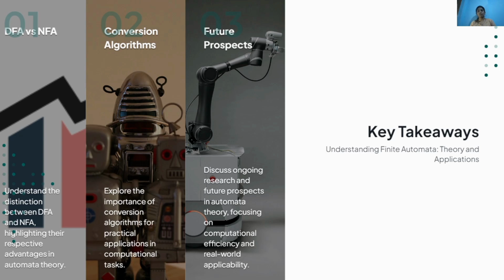Next, we have the key takeaways, everything we have learned in this video. First, the definitions of DFA and NFA: understanding the distinction between DFA and NFA, and highlighting their respective advantages in automata theory. Then conversion theory: we used three theories and algorithms in this conversion, exploring the importance of conversion algorithms for effective applications of computation tasks. Next, we have future prospects, discussing ongoing research and the future prospects in automata theory, focusing on computational efficiency and real-world applicability.